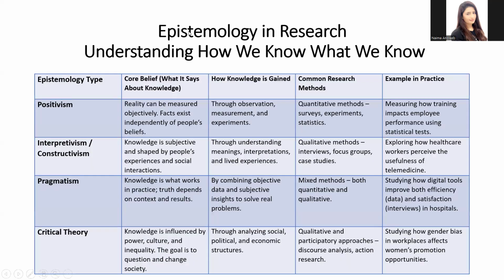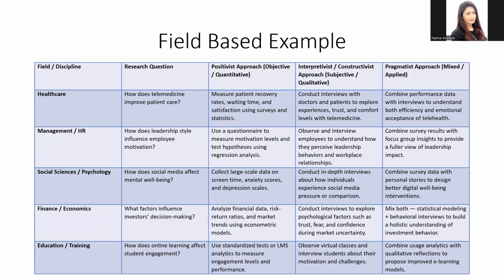Epistemology in research, understanding how we know what we know. Positivism, interpretivism, pragmatism, and critical theory. This is the table that you can take a screenshot of, and you can read this table, which gives valuable insight for your studies, and you can easily find out which method you can use for your study, like qualitative, quantitative, mixed method, or which method is suitable for the study. Reading this table will make your mind more clear.